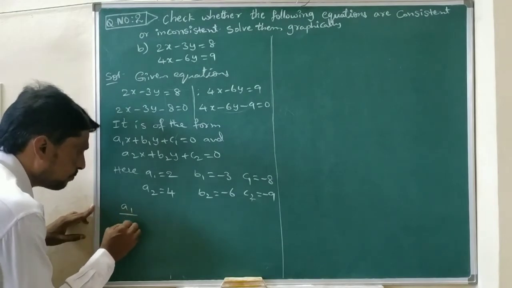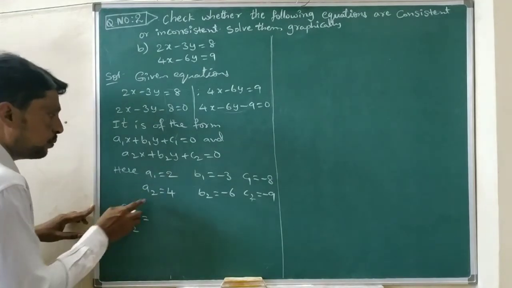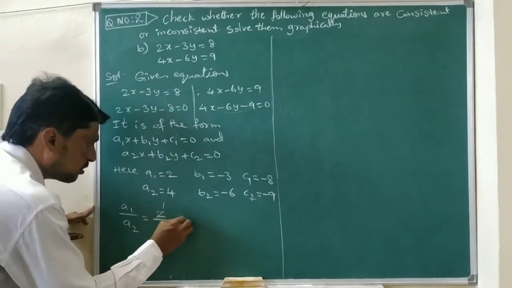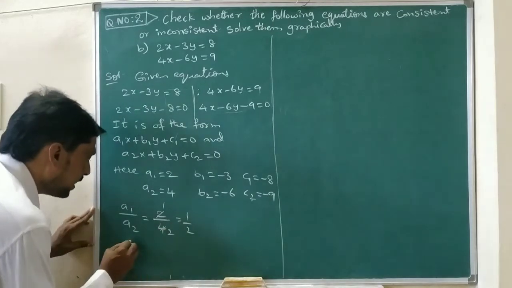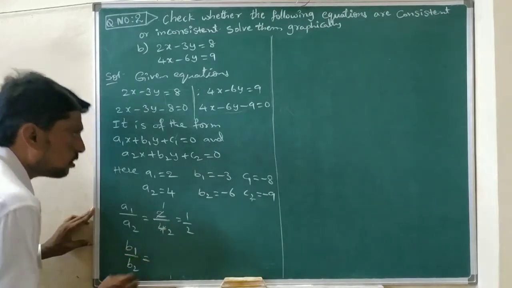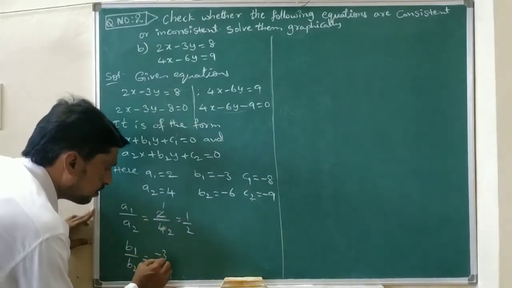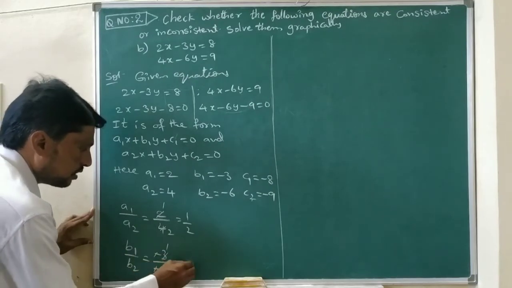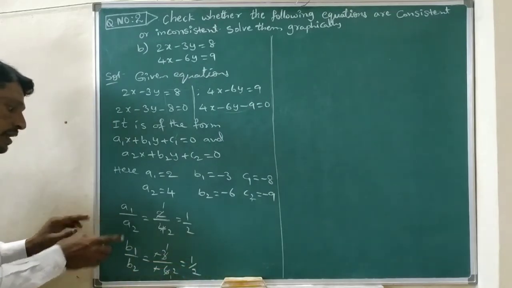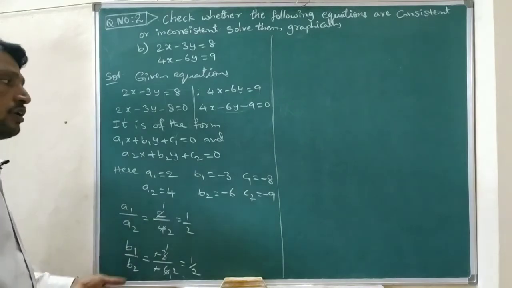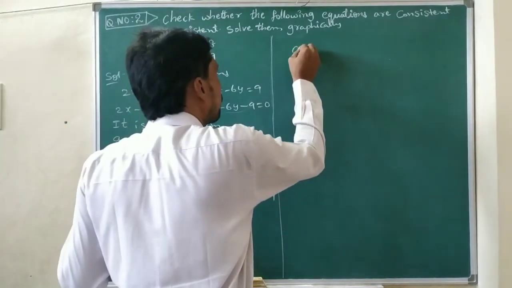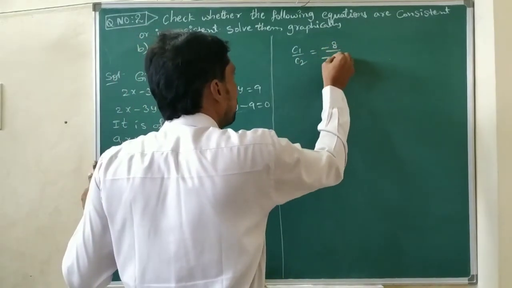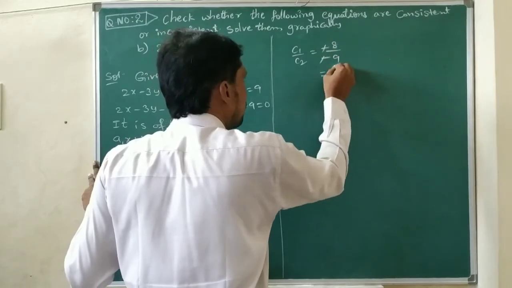We have to take ratios. A1 by A2 means 2 by 4. Two 1s are 2, two 2s are 4, that equals 1 by 2. Next B1 by B2: B1 is minus 3, B2 is minus 6. Minus gets cancelled. Three 1s are 3, three 2s are 6, that equals 1 by 2. So A1 by A2 equals B1 by B2. Now C1 by C2: C1 is minus 8 by minus 9, minus gets cancelled, that is 8 by 9.